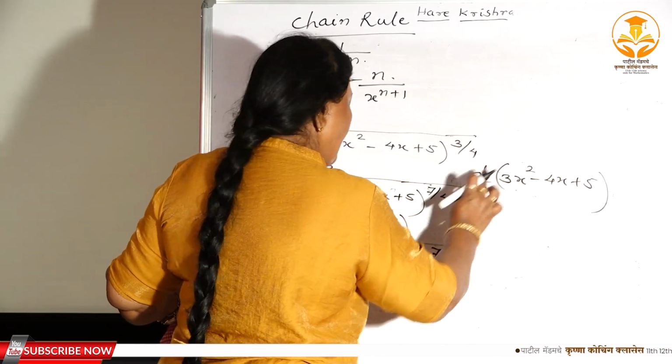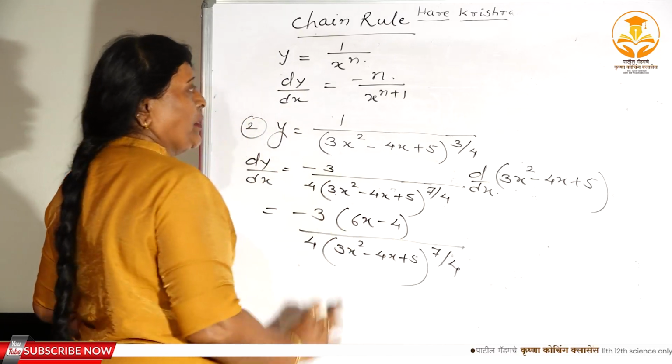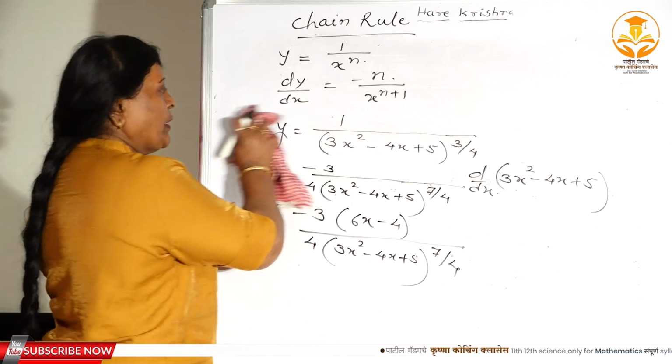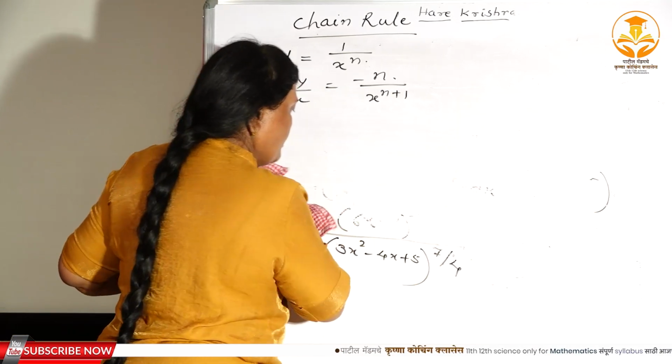What is the derivative of 3x square? That is 6x and minus 4, right? Minus 4x, minus 4, 5 is 0, right? Again I will take one more problem. See the third one.